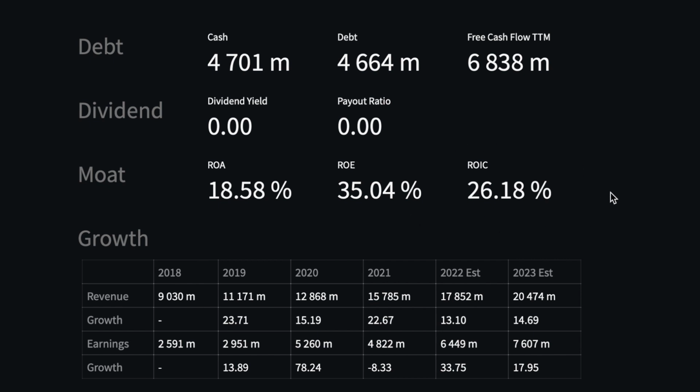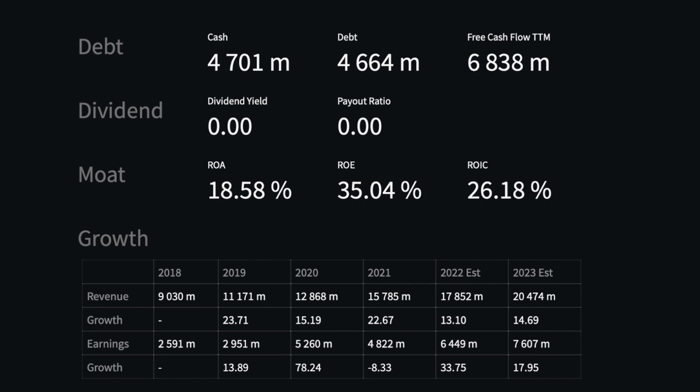If we look at their return on invested capital, which is a metric that Terry Smith looks at when he researches his stocks, it is net income divided by equity plus debt. We can see that it is 26.18%. These numbers are indicating that Adobe definitely has a moat.